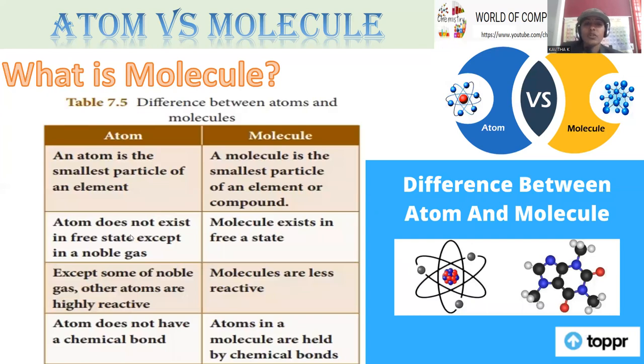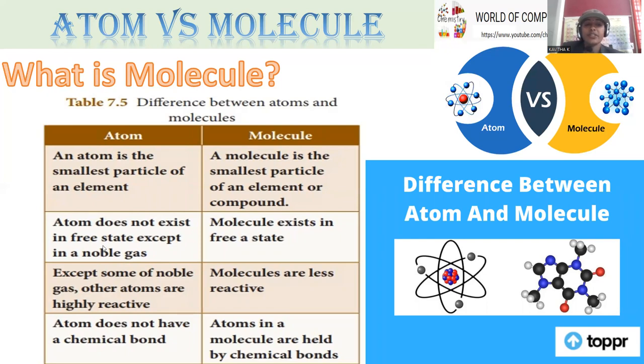Now let us see what kind of differences we can observe between an atom and a molecule. An atom is the smallest particle which can't be further divided. So it is the chemical element, we can define. A molecule is a combination of elements. It is the smallest particle which is formed by the combination of elements, the combination of atoms.